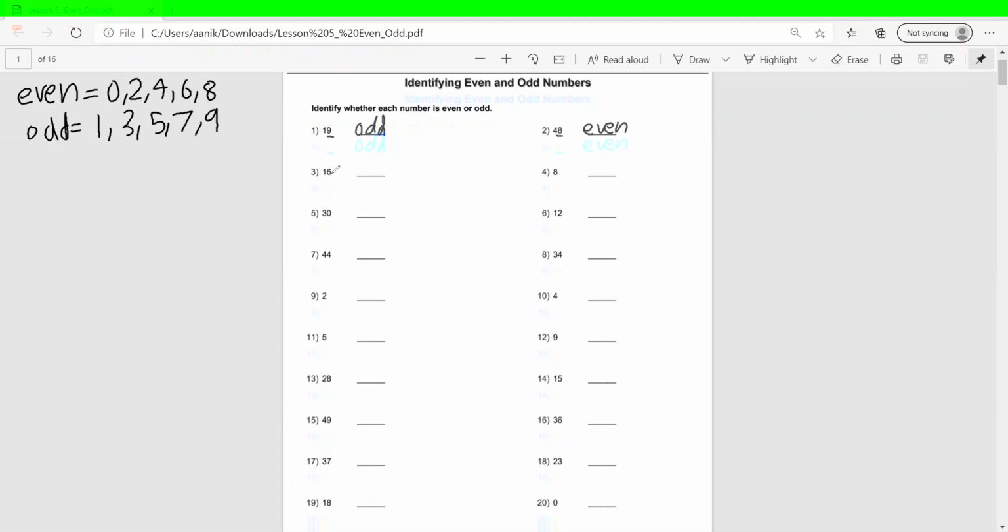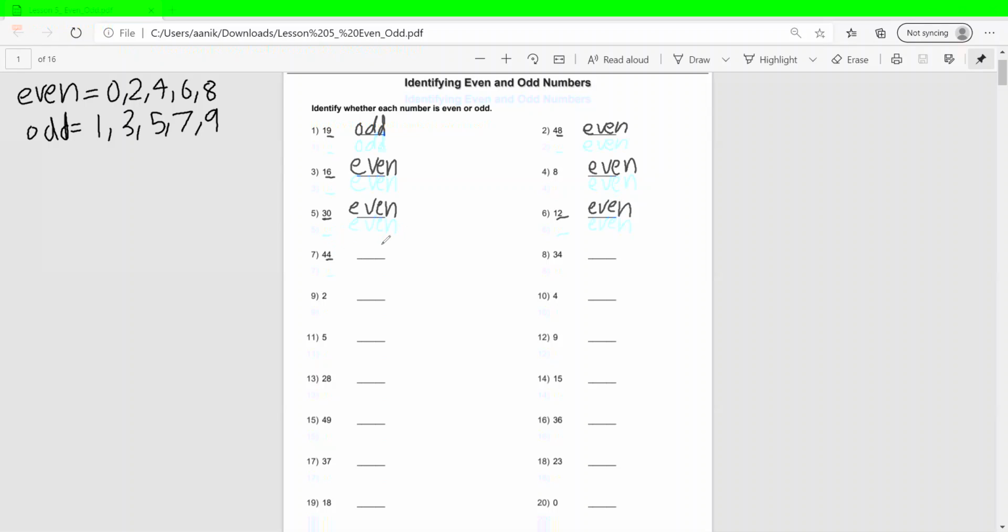A 16 ends in 6, so it must be even. An 8, well, it is an 8, and by definition, an 8 has to be even. 30 ends in 0, so it must be even. 12 ends in a 2, so it is also even.